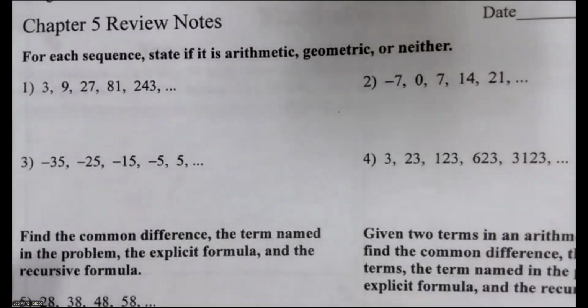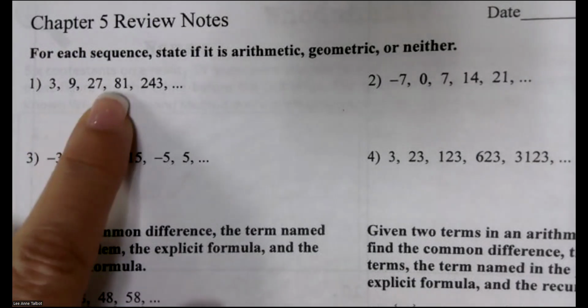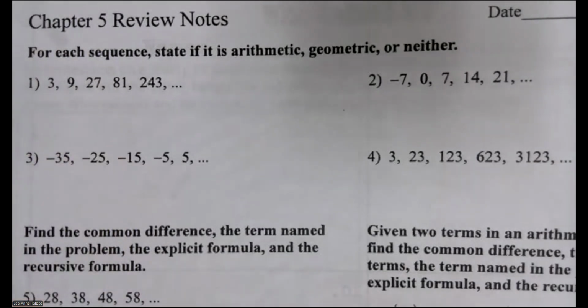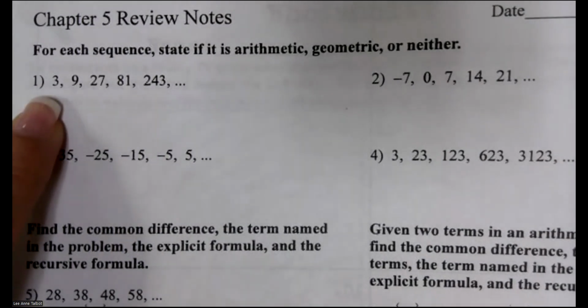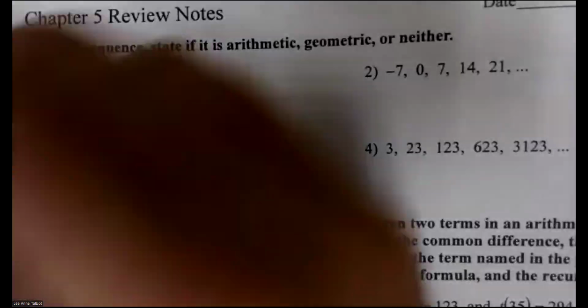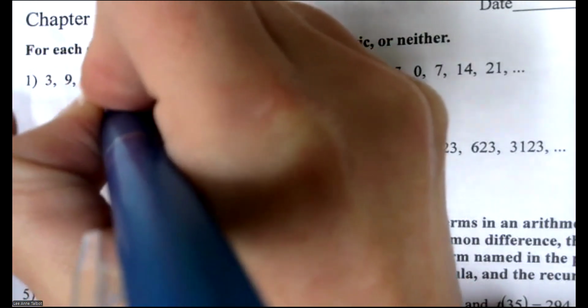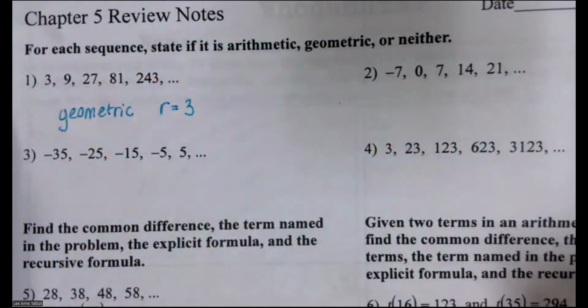Starting with number one, state if it's arithmetic, geometric, or neither. And then, if it's arithmetic or geometric, we're also going to find the growth. Can you guys all tell that this one is multiplying by 3? Okay, so that means it's geometric and R equals 3.